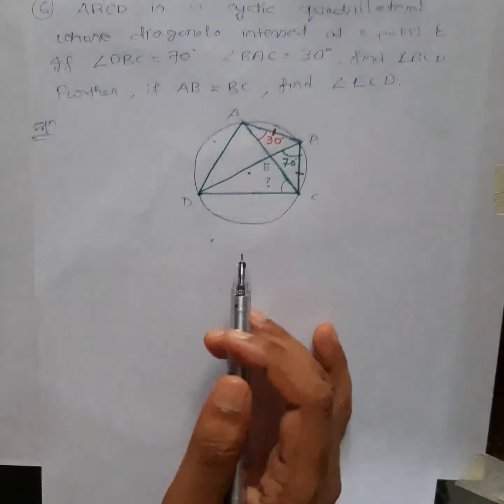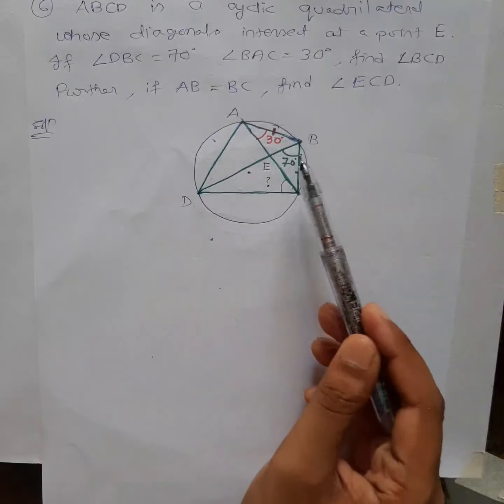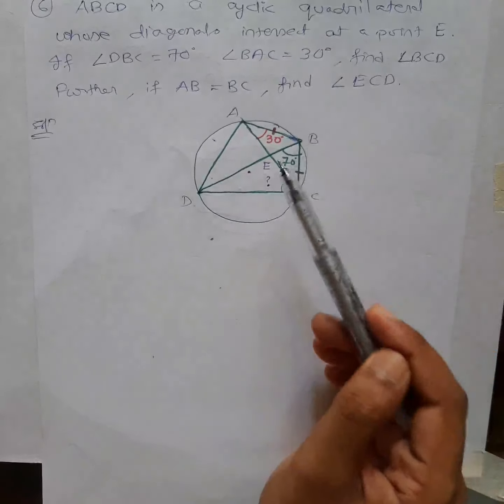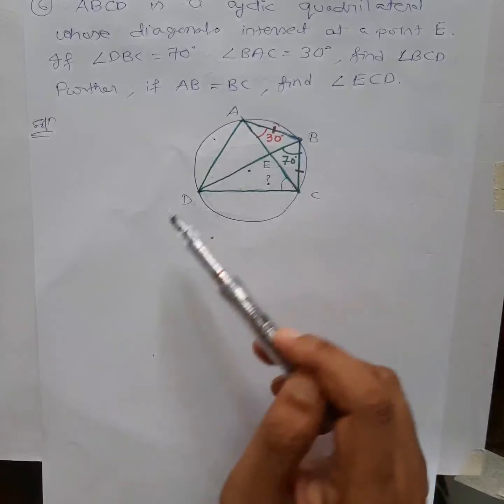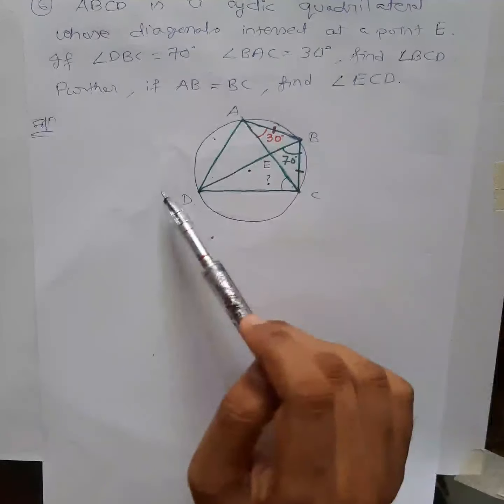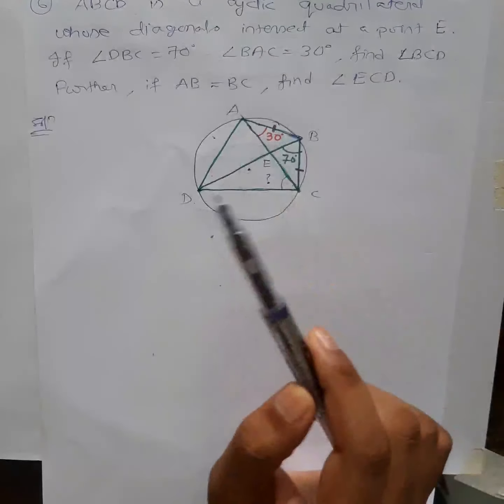Next is question number 6. Here also you need to analyze the diagram carefully, okay? And you need to know the property very well to solve this one. Without knowing the property, it's impossible to solve a geometry problem, okay? Property you have to know well, then only you can analyze the diagram well, okay?